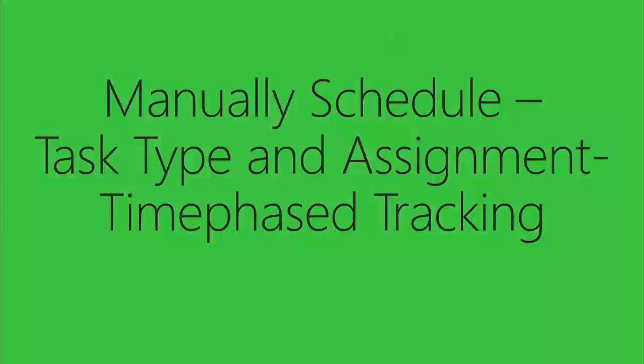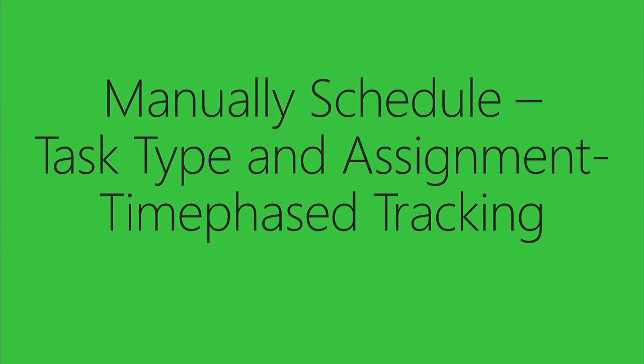All right? Let's take it a step further. Now we're picking it up some more. Now I'm calling upon you advanced users to think even deeper. All right? Manually scheduled task type and assignment time phase tracking. There's 4 tracking methods in Microsoft Project. There's one of them right there. There's task total, task time phased, assignment total, and assignment time phased. That's what Project on the desktop provides out of the box.